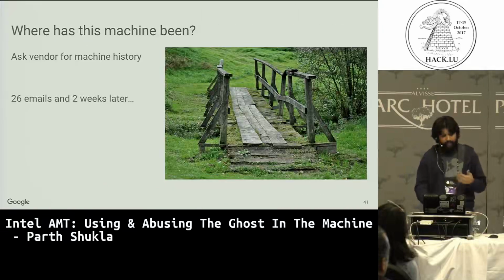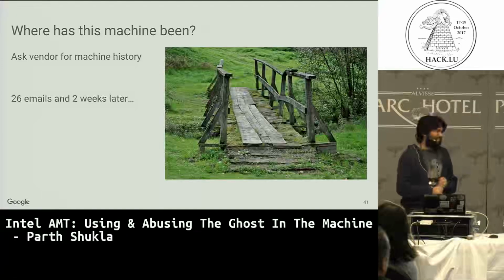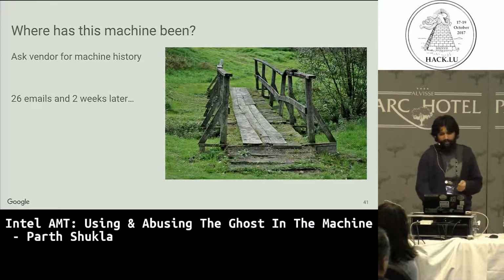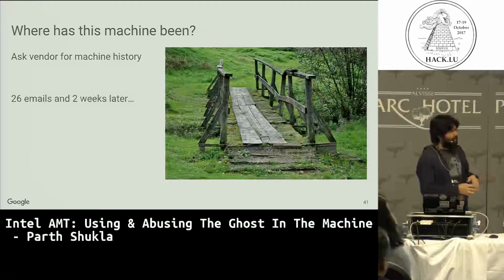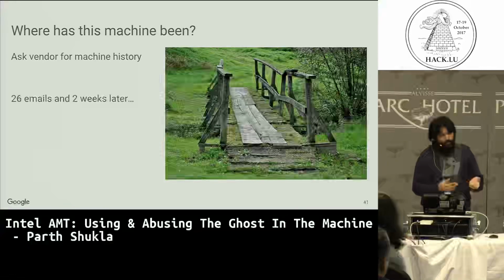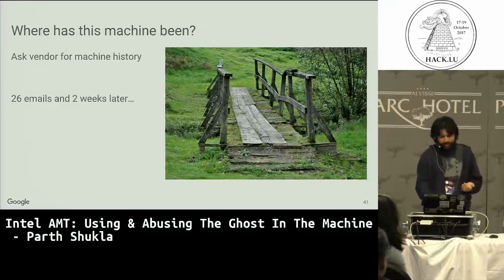26 emails. 2 weeks later, here's what I learned. The machine was actually received in 2013. It started its life as part of a lab. It was being used for hardware qualification. So it was not part of standard inventory. So it was never registered. AMT was used within this lab legitimately so they could remotely reboot the system and reimage it as needed.